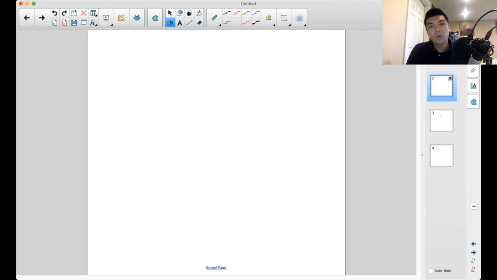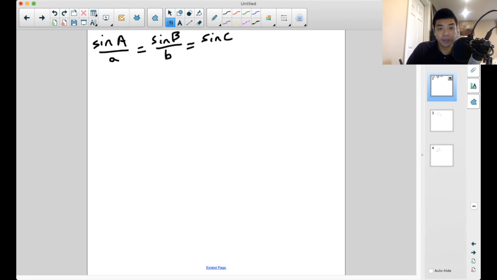Let's talk a little bit about what the sine law actually looks like. For us, we are fortunate enough to have two different variations we can use. The first one being sine of A over little a is equal to sine of B over little b is equal to sine of C over little c.